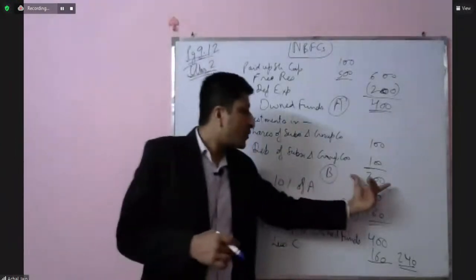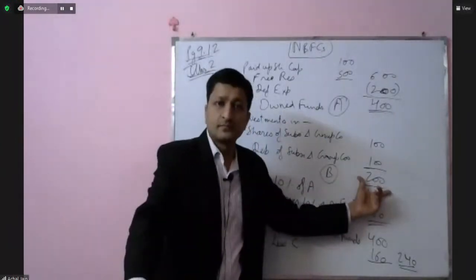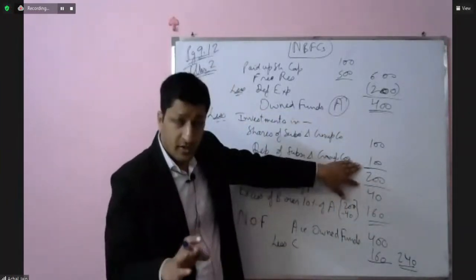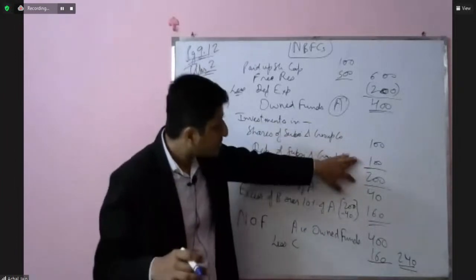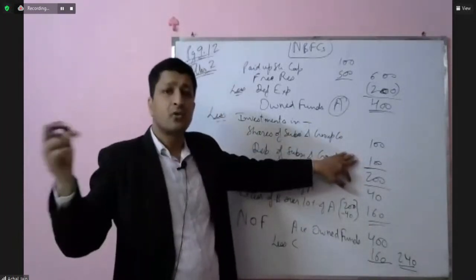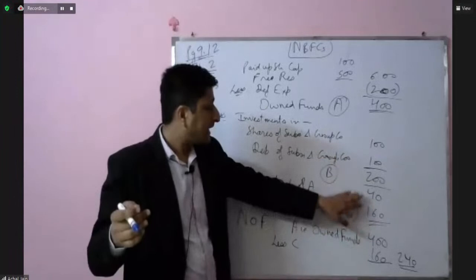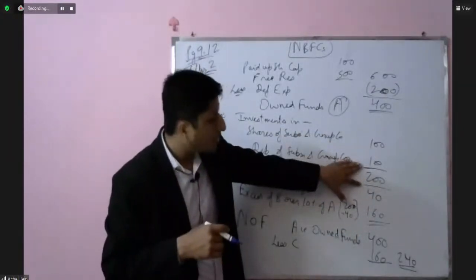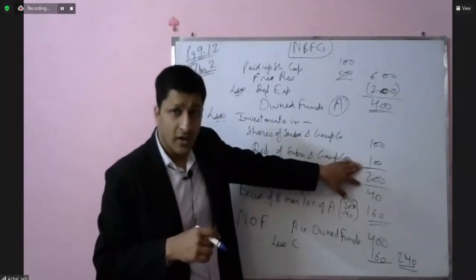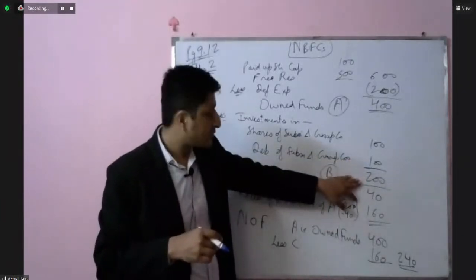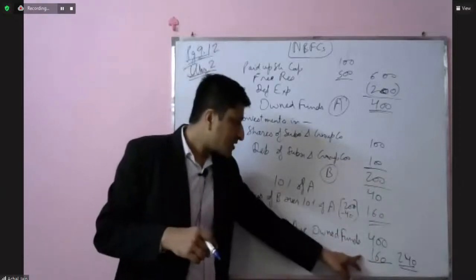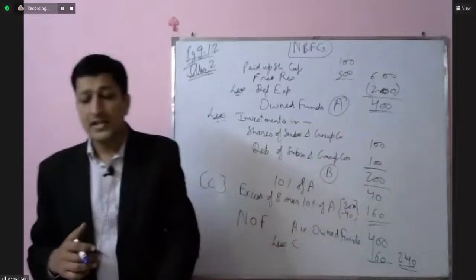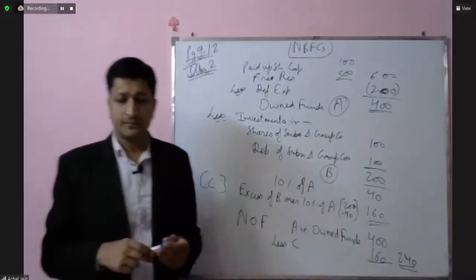So the sum of these two amounts is what? 200. The sum of these two is 200. Now this needs to be excluded to the extent this 200 exceeds 10% of own funds. So the amount in excess of this 200 over and above 40 is what? 160. So this 160 will be eliminated from this, and this 240 therefore will be called net owned funds.